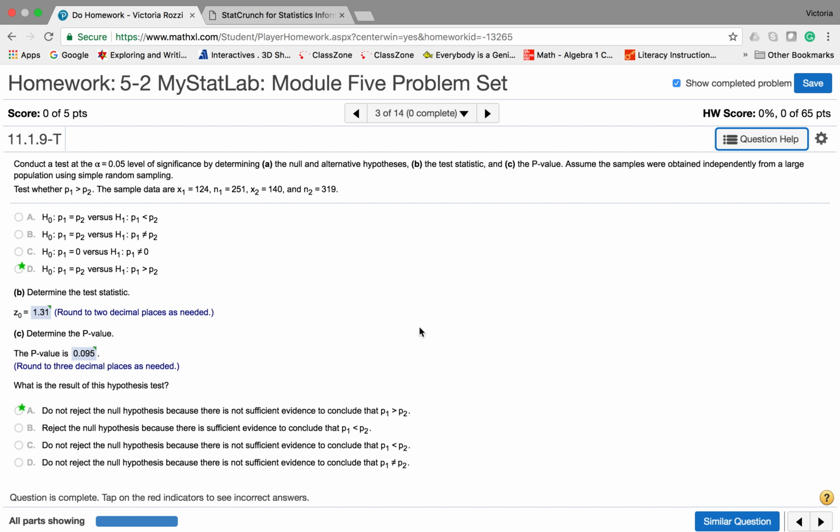So I hope that helps. As long as you know how to get to your hypothesis testing, you can easily find your test statistic Z and your p-value.